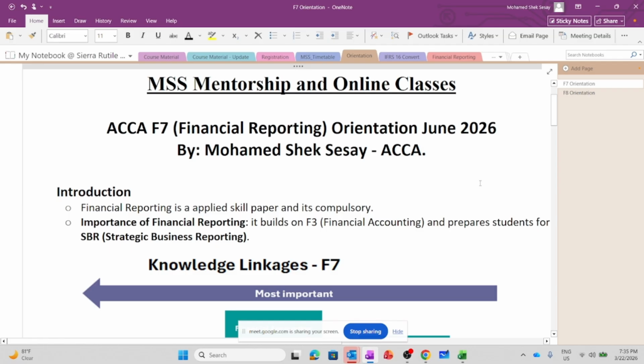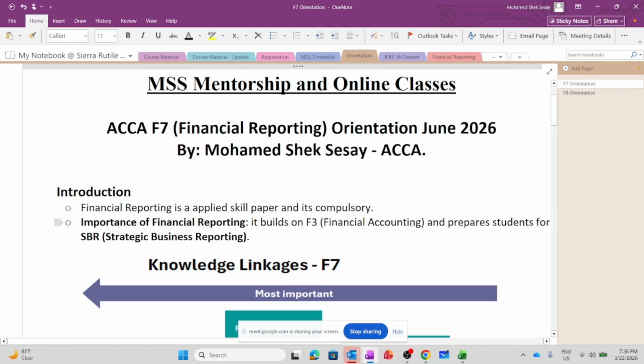So basically, today we are going through the orientation session for financial reporting for the June 2026 examination. Today's session we are going to look at the concept, the linkages of financial reporting, and also the timetable that we are going to work towards because we only have little time for the examination. So we need to do detailed planning on how we can further the session together.